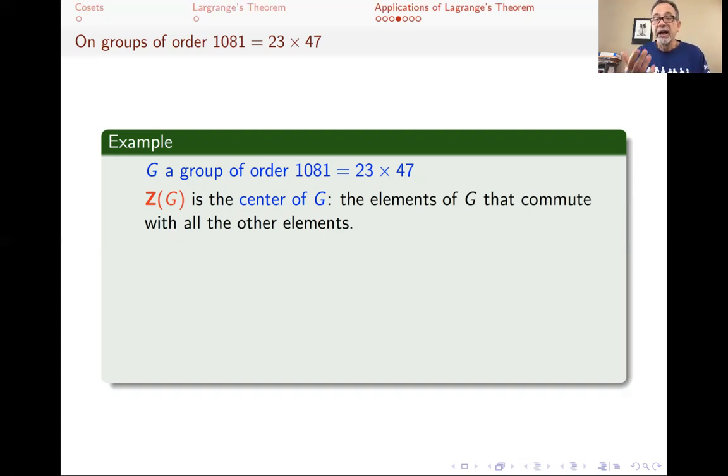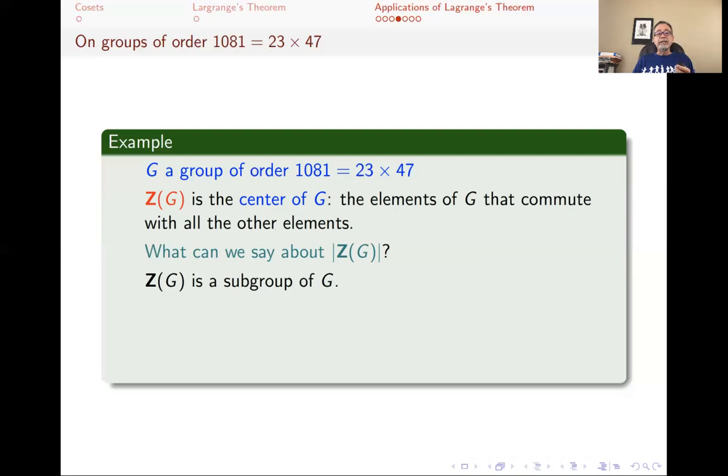The identity is one such element. The identity always commutes with everything, and so it is in the center, but there may be other elements in the center or not. So for this group of order 1081, what are the possibilities for the size of the center? The center is a subgroup of G, we have proved that, and because of that, Lagrange's theorem applies. So this already tells me something. It tells me that the size of the center is either 1, 23, 47, or 1081. So either just the identity commutes with everything, or 23 elements commute with everything, or 47 elements commute with everything, or everything commutes with everything if the group is abelian.